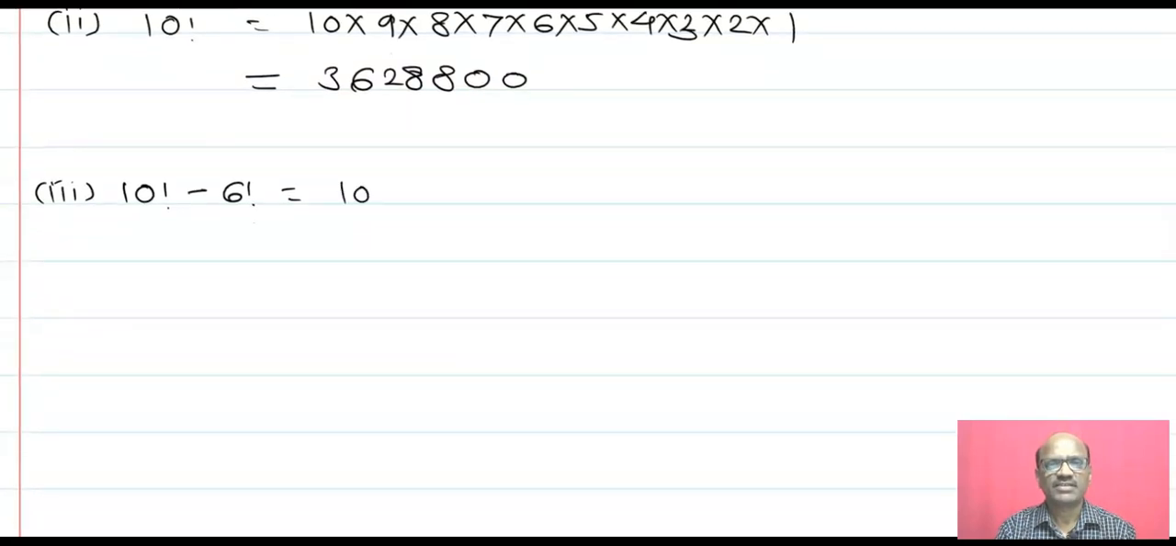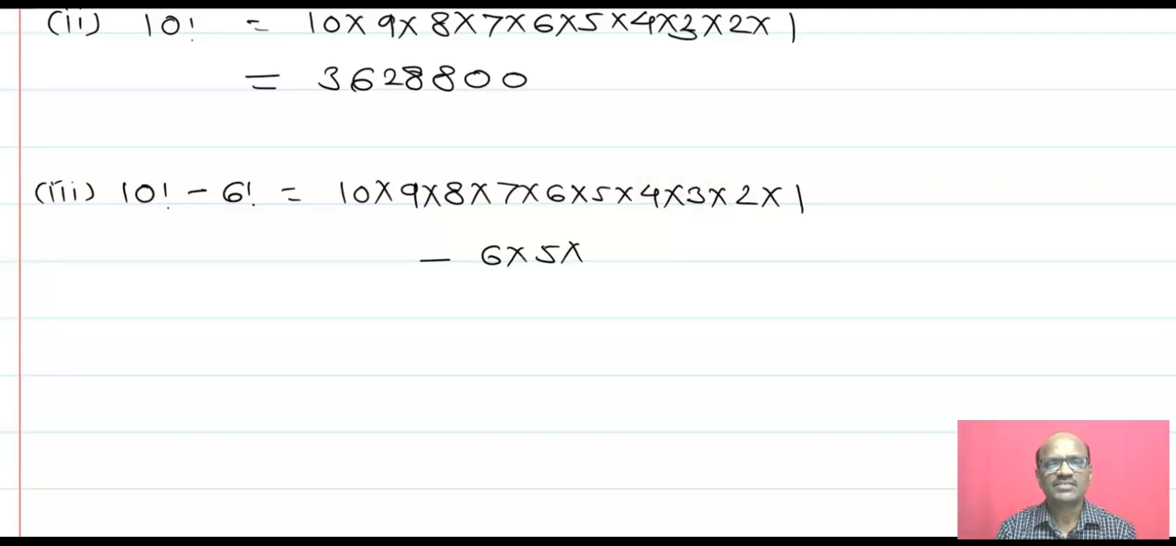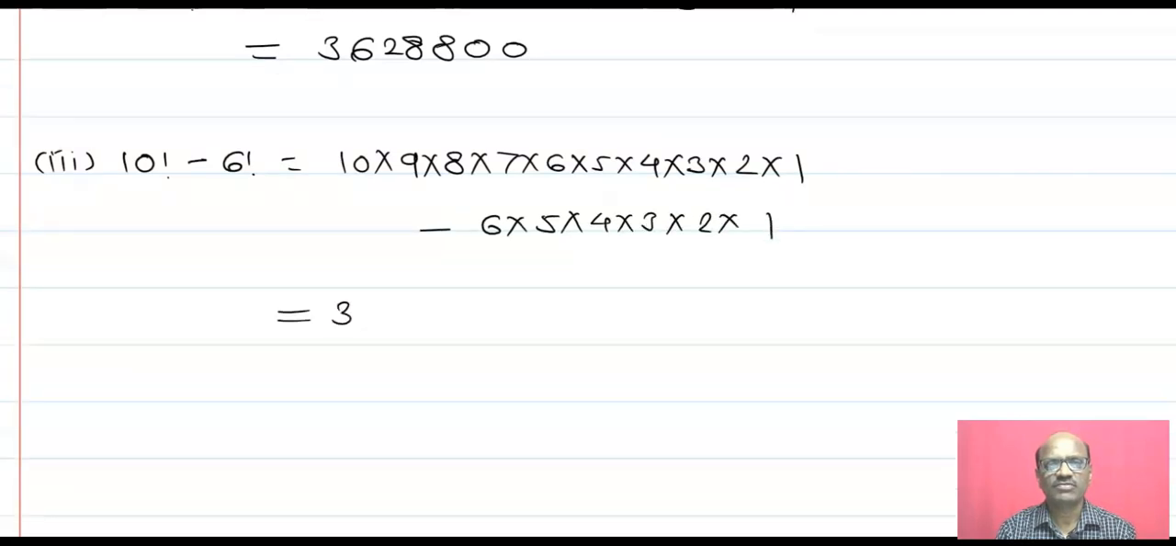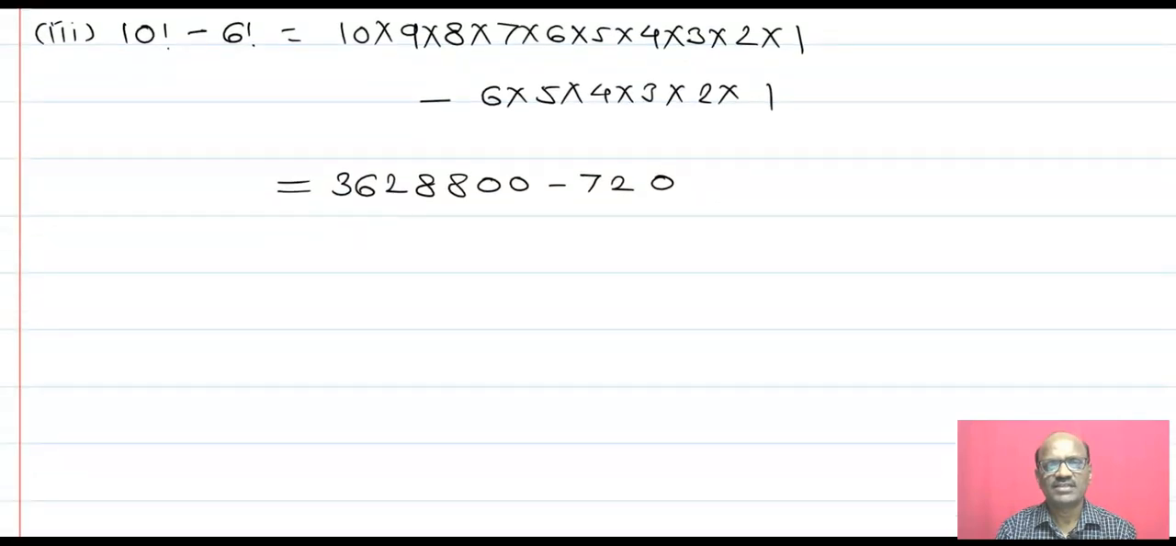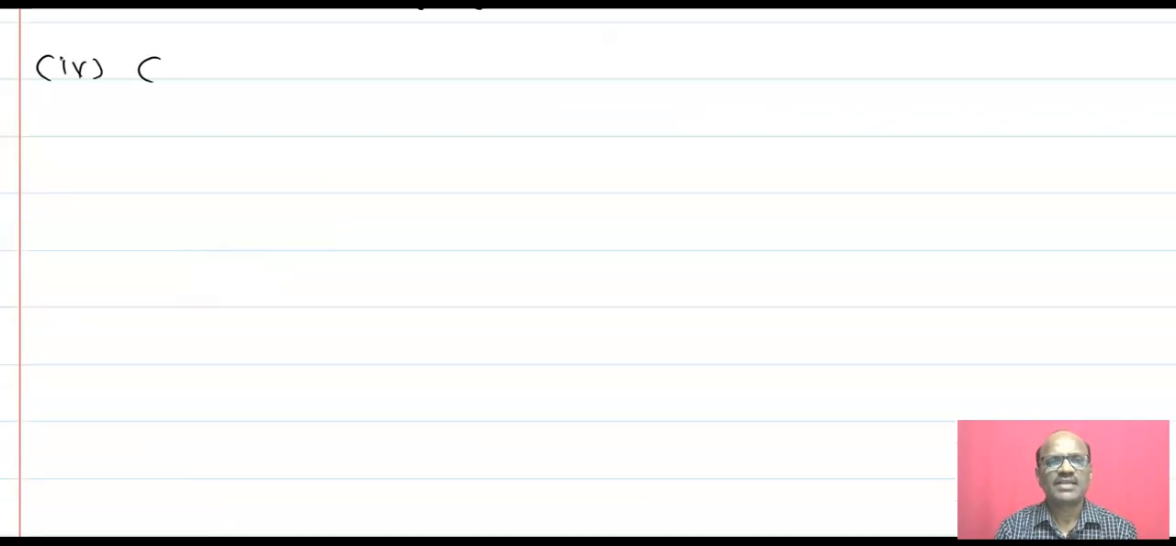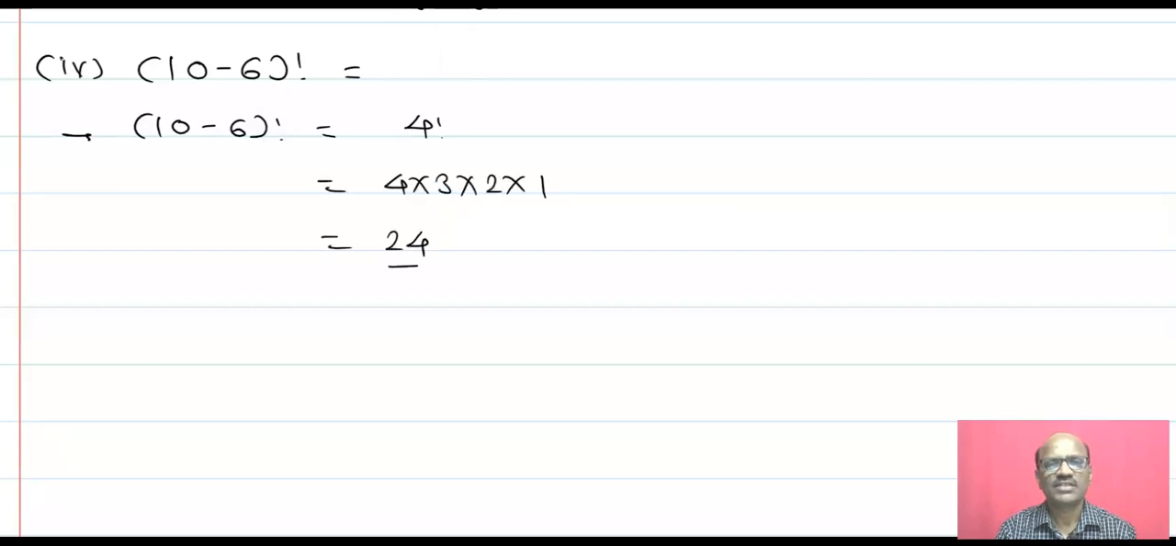Next, 10 factorial minus 6 factorial. That is 10 into 9 into 8 into 7 into 6 into 5 into 4, 3, 2, 1 minus 6 factorial. You can apply some ideas also here. 6 factorial means 6 into 5 into 4 into 3 into 2 into 1. And the answer is 3628800 minus 720, and then their subtraction. Next, the fourth one, that is 10 minus 6 factorial. That is 4 factorial, 4 into 3 into 2 into 1, that is 24.